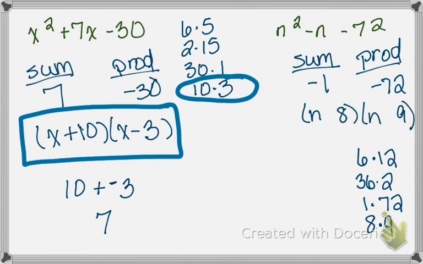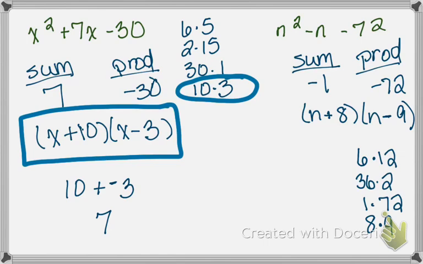The reason I know it's 8 times 9 is because when I subtract the 2, I get a 1. But I have to get a negative 1. So is my 8 or is my 9 going to be negative? 9. You got it. You guys are good. So I have n plus 8 and n minus 9.